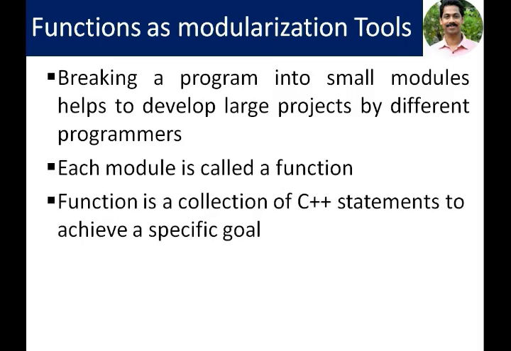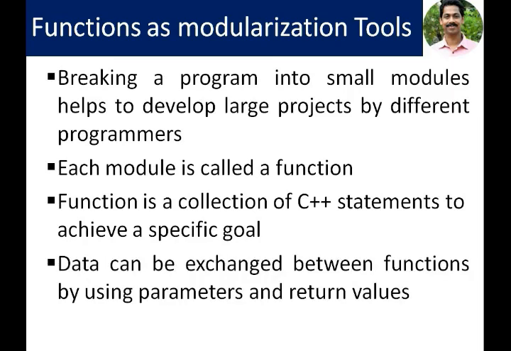Then, a function is a collection of C++ statements to achieve a specific goal. Just like a program, a function is also a collection of C++ statements to achieve a specific goal. Data can be exchanged between functions by using parameters and return values. That is the advantage of a function. We can exchange data from the main program to one function, or from one function to another function. In between functions, we can exchange data through parameters.